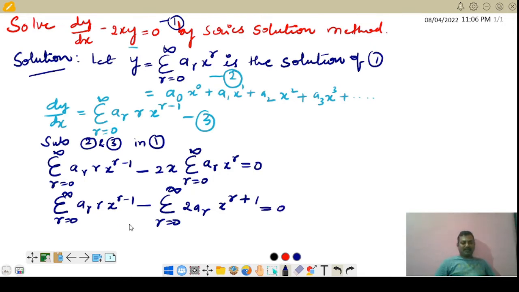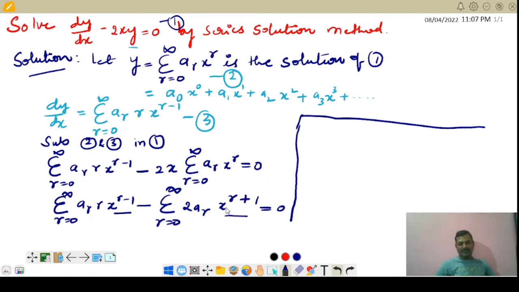Okay, fine. What is the next step? Next step is just observe here. This represents a power series with various powers of x equal to 0. Here the x power is r plus 1, and here the x power is r minus 1. Students, just look and concentrate carefully. As I told you already, we are going to find out the values a0, a1, a2, a3, and so on.